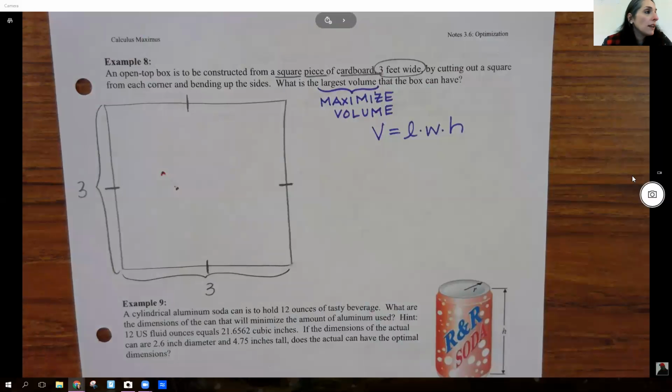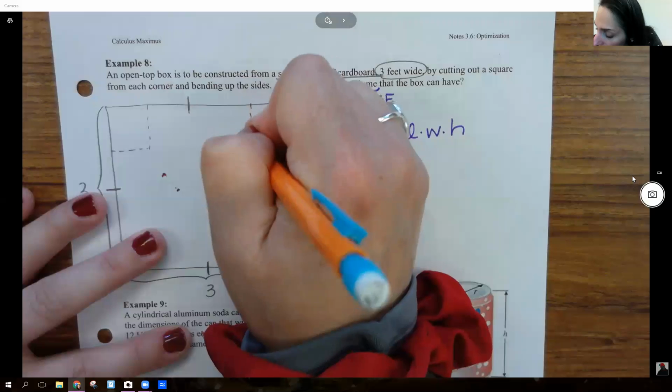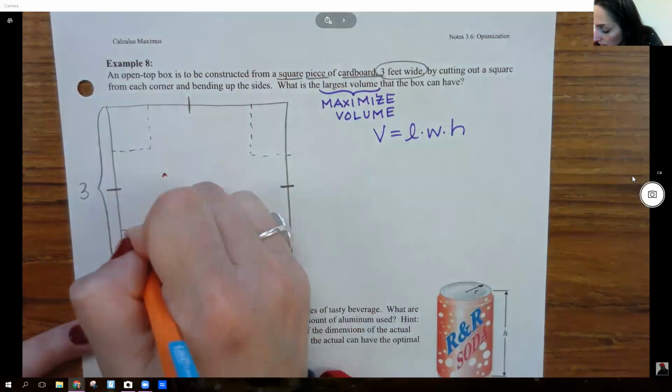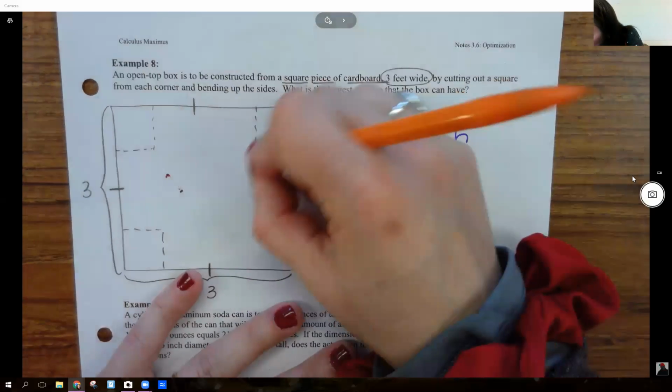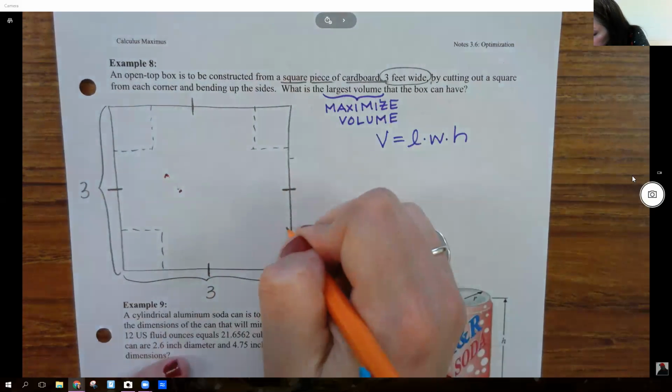Okay. Now, what are we going to do? Well, we need to cut out some squares out of the corners so that we can fold up the sides of the cardboard and make a box. It won't have a top on it. It's an open top. So that means there won't be a top on this box. All right. So I got to cut out something here. I got to cut out something here. Here. That could have been a little bit better. Something here.